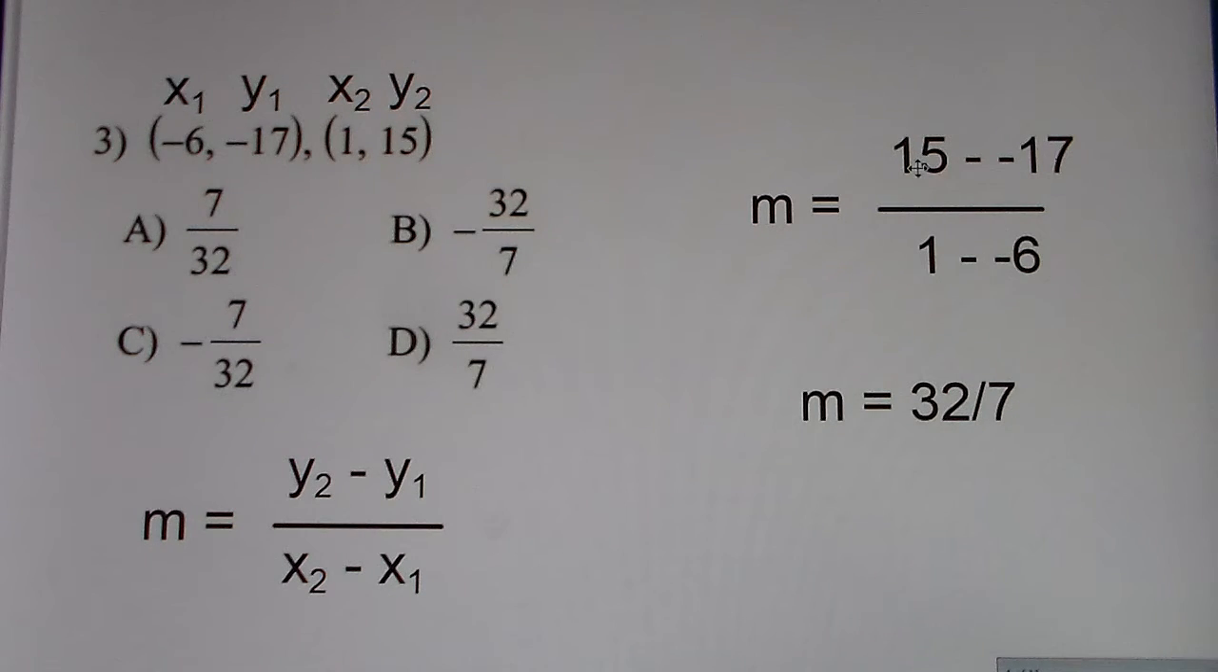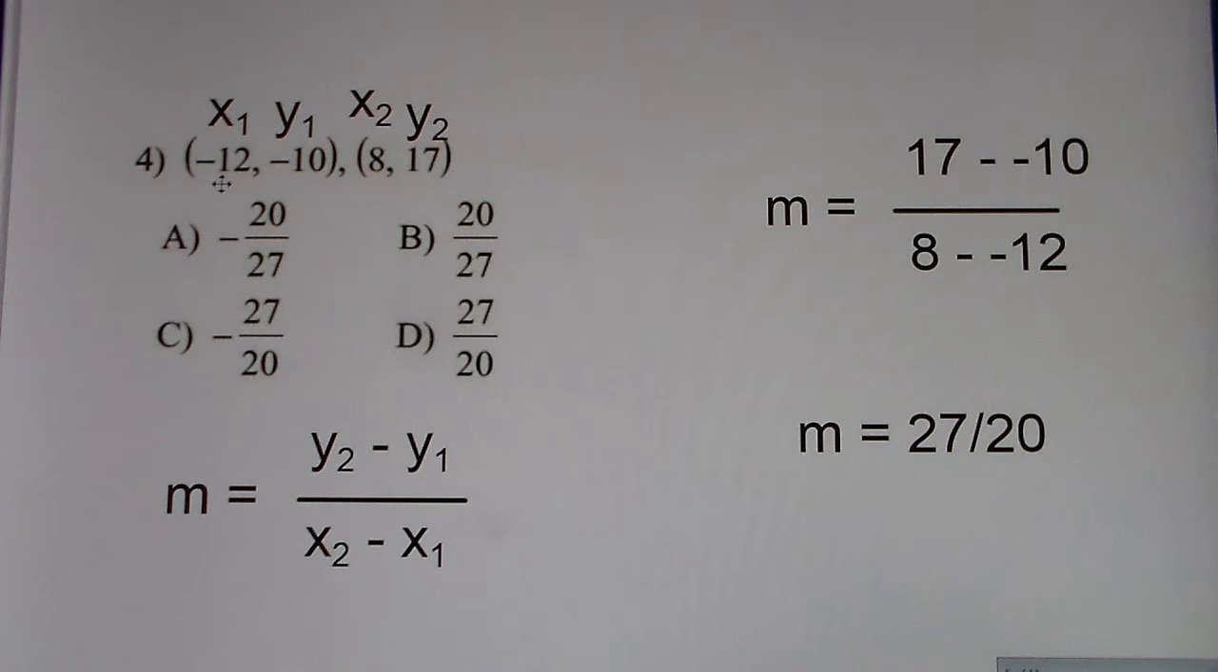So you have y2 of 15 minus my y1 of negative 17 divided by x2 of 1 minus my x1, which is negative 6. 15 minus a minus gets you plus 17, so 15 plus 17 is 32. 1 plus 6 gets you 7, so our slope is 32 over 7.